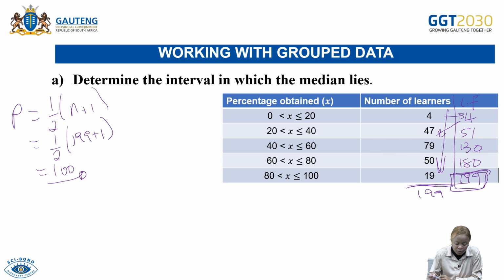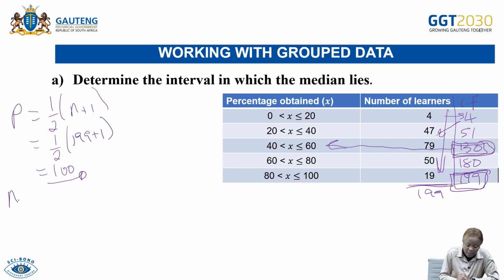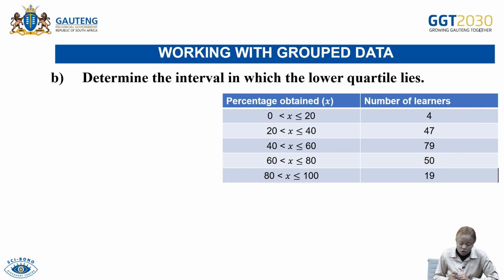So let's look for position 100. If I say this plus this, I get 51. And then this plus this, I get 180. So it means my median is going to lie in this interval. Your median lies in which interval? It lies when x is greater than 40 and x is less than or equal to 60. Okay, and then let's look at the next one.